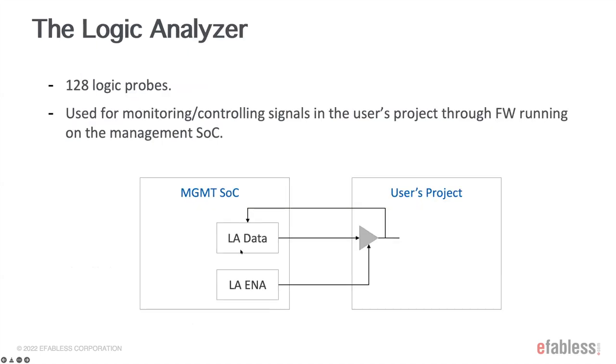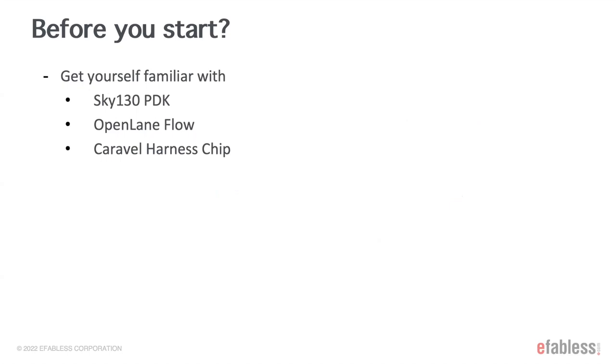What else we have? We have the 128 read-write logic probes, and these can be used to observe and control signals in the user project. Also, they are protected using the management protect. And each one of these probes is programmable. It can be used to read, so that I can observe some internal signal inside the user's project, or as an output, to write, so that I can manipulate or control a signal inside the user project. And shortly, when I discuss the example design, I'm going to show an example use case for that.